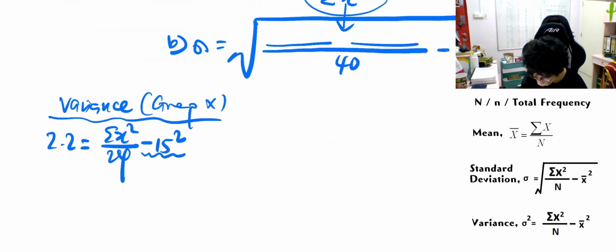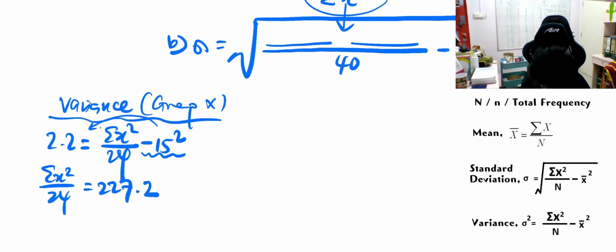So students, where you have to be careful with this, okay? You're weak in linear equation, you have to be careful. So you bring the minus 15 squared over, which is 15 squared, 225, sorry. 225 plus 2.2. So you'll be getting sigma x squared over 24 equals 227.2. And sigma x squared for this case, you have to times with 24.